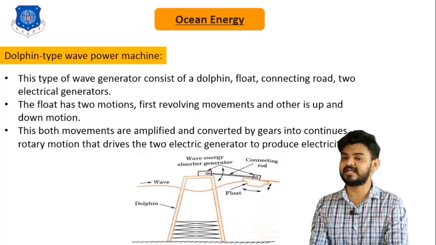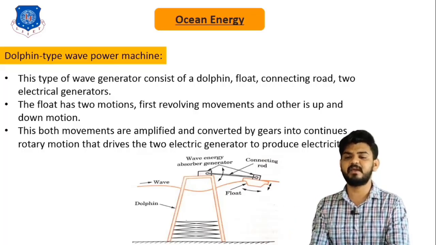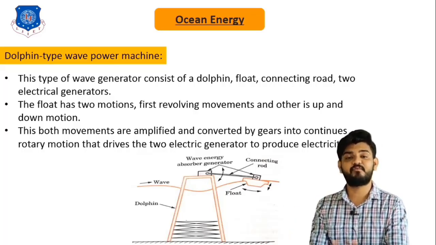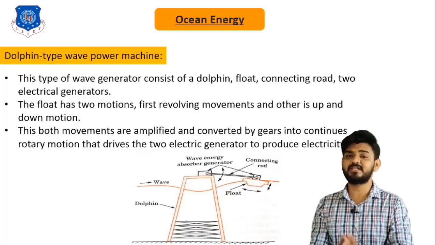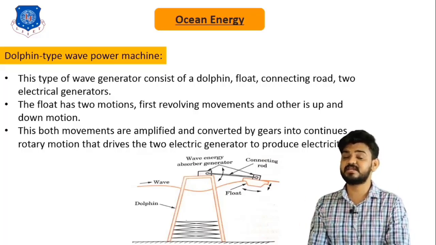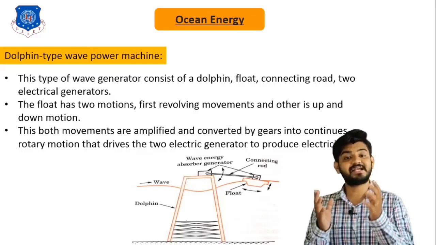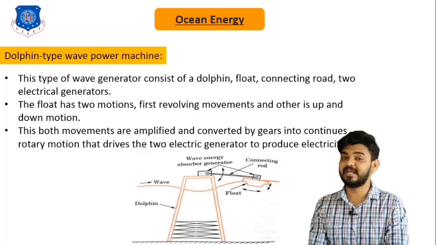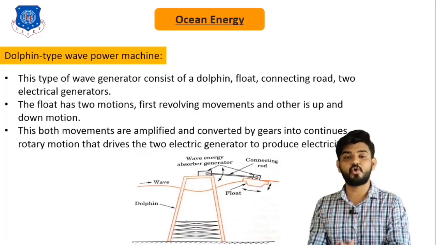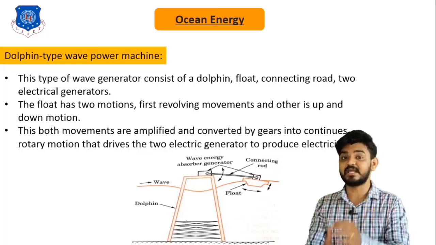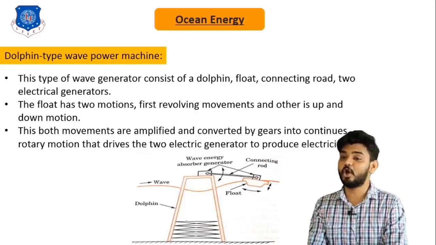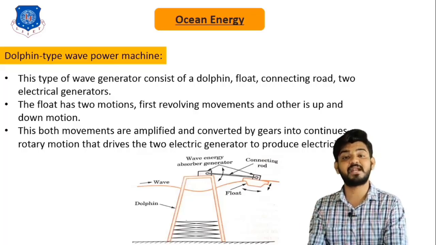Here in this image you can see that one float is floating over the ocean surface which receives the ocean wave energy, and it transfers all this motion to the electrical generator which is connected by the connecting rod. So this is how we can produce electricity by using the dolphin type of wave generator.